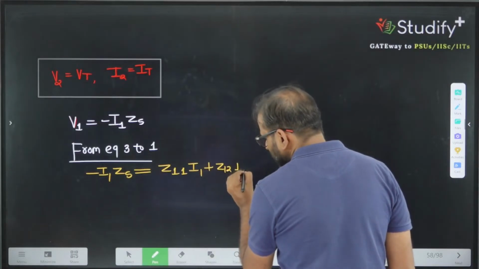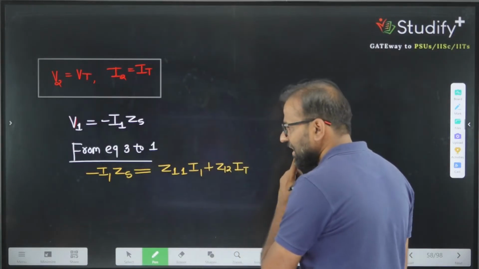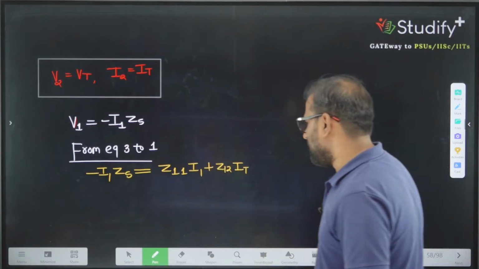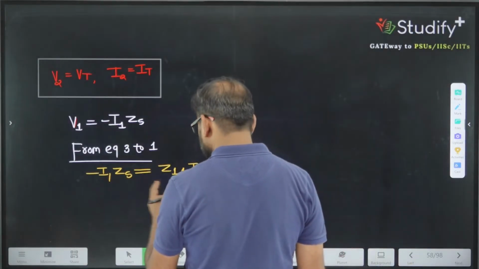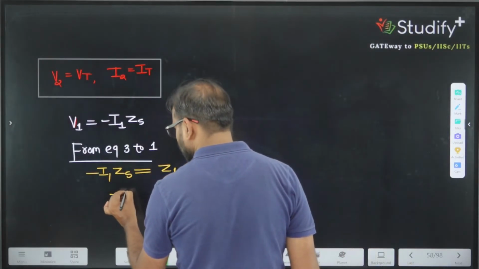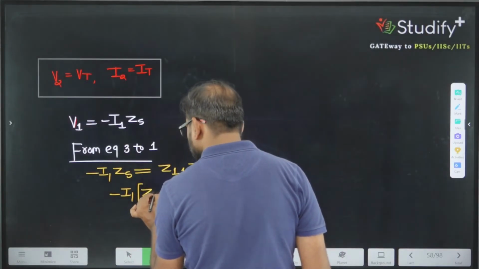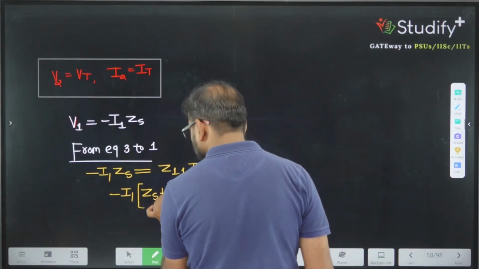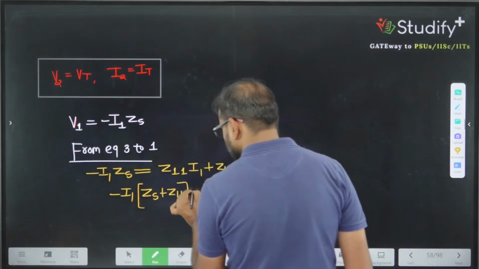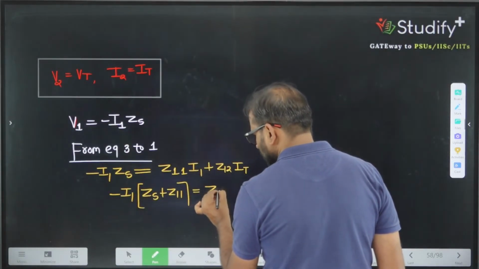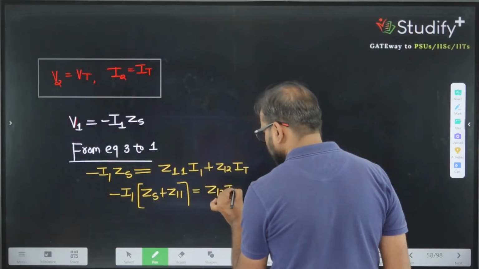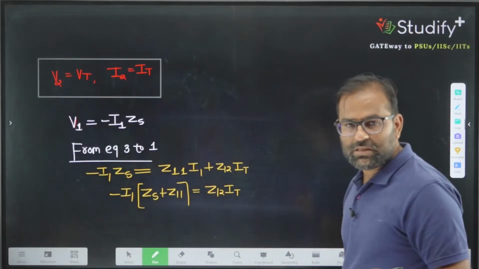So I2 is now It. So what is the value of this? You can say this value is minus of I1, if I take common from here, Zs plus Z11, and this value is Z12 into It. Or you can say, what is the value of I1?